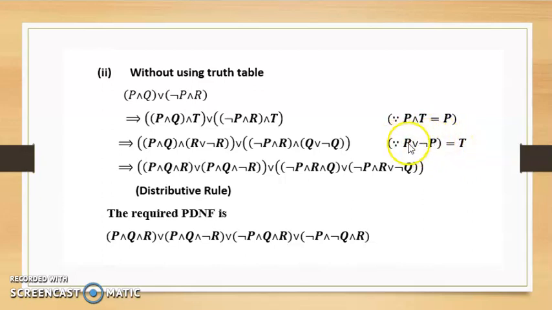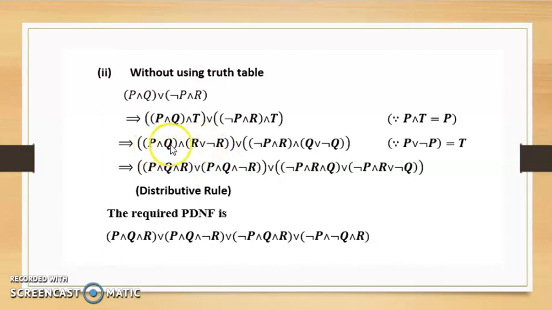We can also write Q or not Q equal to T, and R or not R is T. So we are writing in terms of R here, R or not R instead of T, and here P and R are there. We want Q, so Q or not Q. Now we can apply the distributive formula.